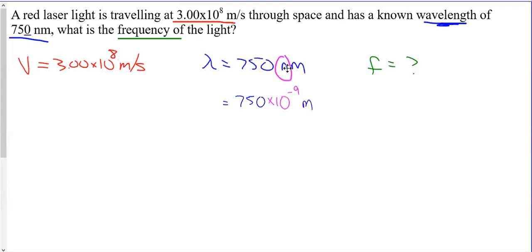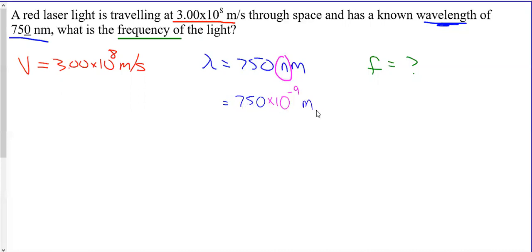Now, mathematically, when you are working with metric prefixes, I need you to recognize when you see a metric prefix like nano here, look at your chart, and nano means times 10 to the negative 9. That's how I want you to see a nano. Don't just plug in 750 into your calculator. You have to recognize that that's 750 times 10 to the negative 9. That's what nano means. So this is what you should be entering into your calculator.